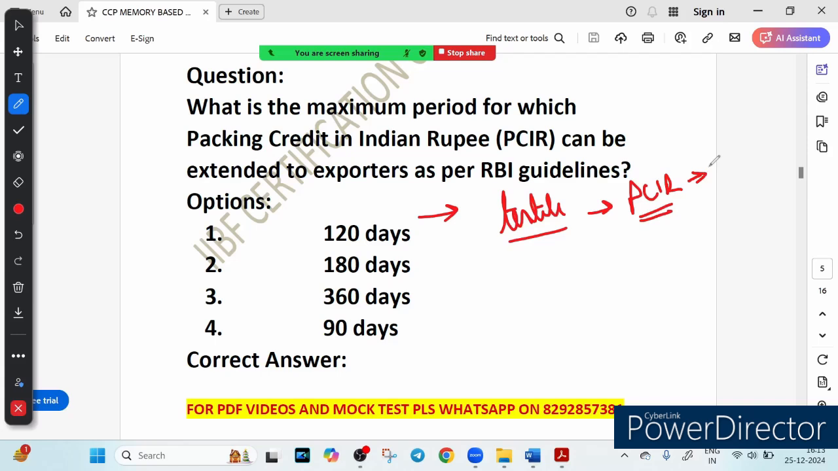So what are the key takeaway from this particular question? We have seen what is the purpose of PCIR, that a short-term credit to help exporter with pre-shipment activity like purchasing and packing goods, and we have seen the maximum duration, which is 180 days from disbursement, and we have seen extension is also possible, right? So that is everything you need to know about PCIR.